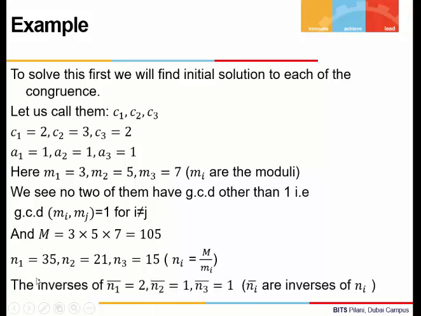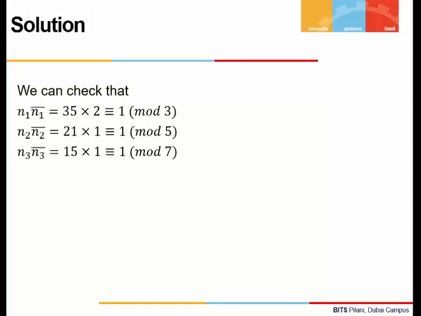Now we find the inverse of each of these Ni. N1 bar, N2 bar and N3 bar, which we call inverses, are found to be 2, 1, 1. We can check that. What is an inverse? N1 bar, when multiplied by N1, should be congruent to 1 mod 3. We see that 2 satisfies this congruence. N2 times N2 bar should be congruent to 1 mod 5, and N3 times N3 bar should be congruent to 1 mod 7.